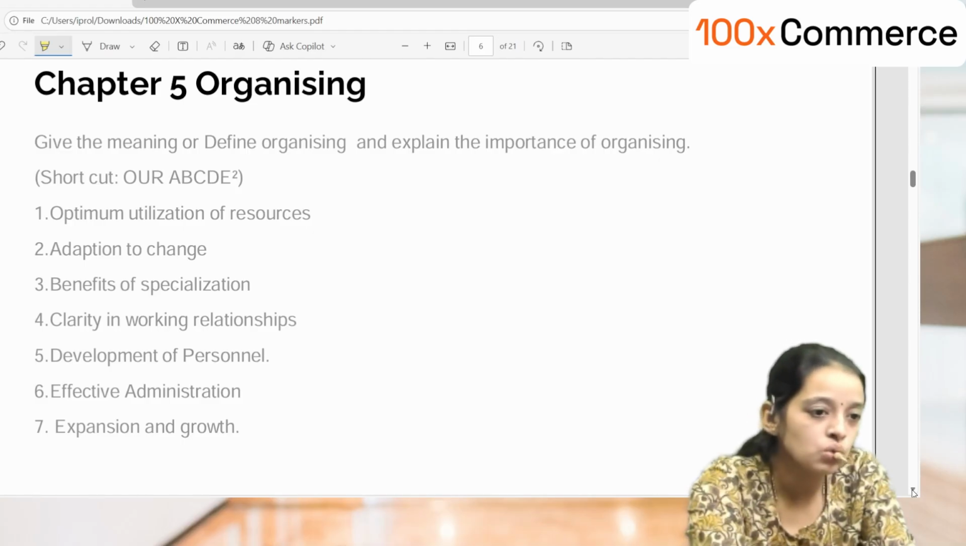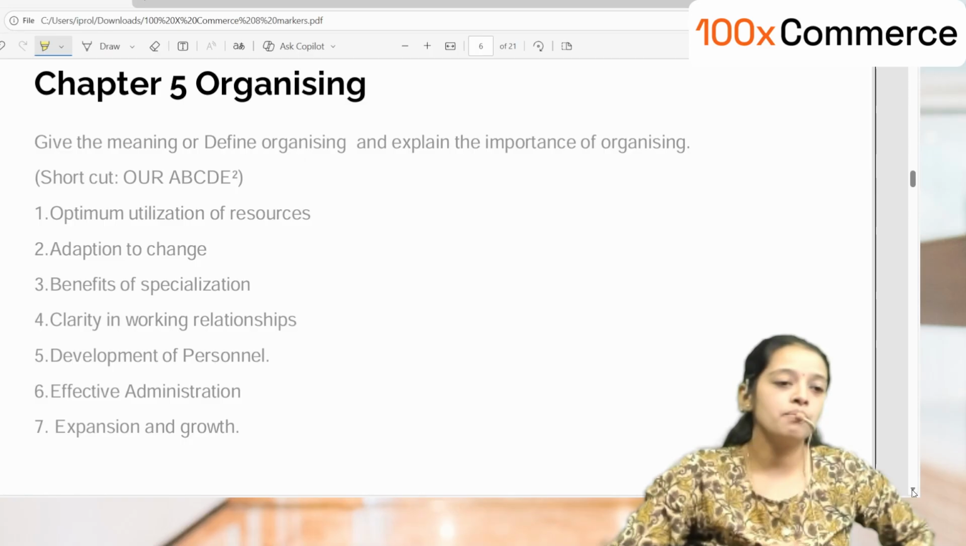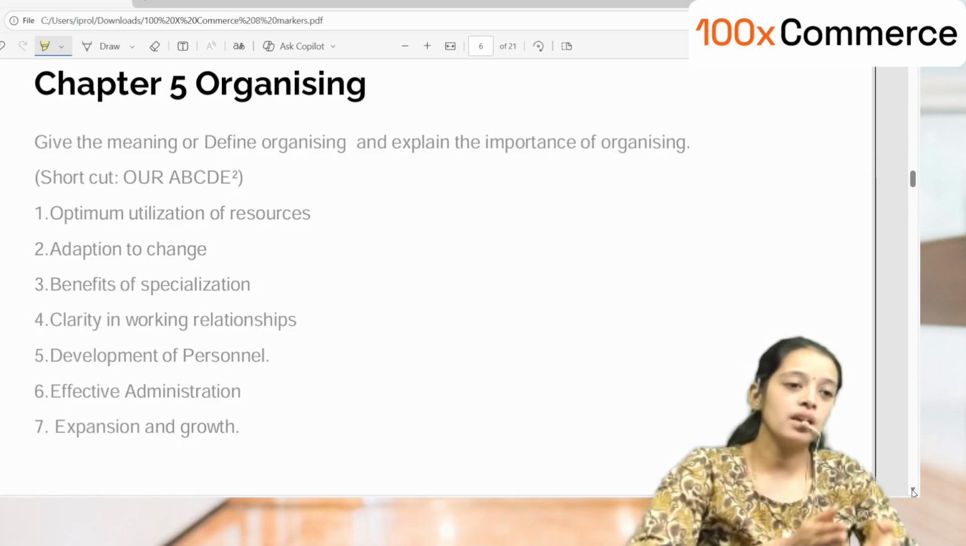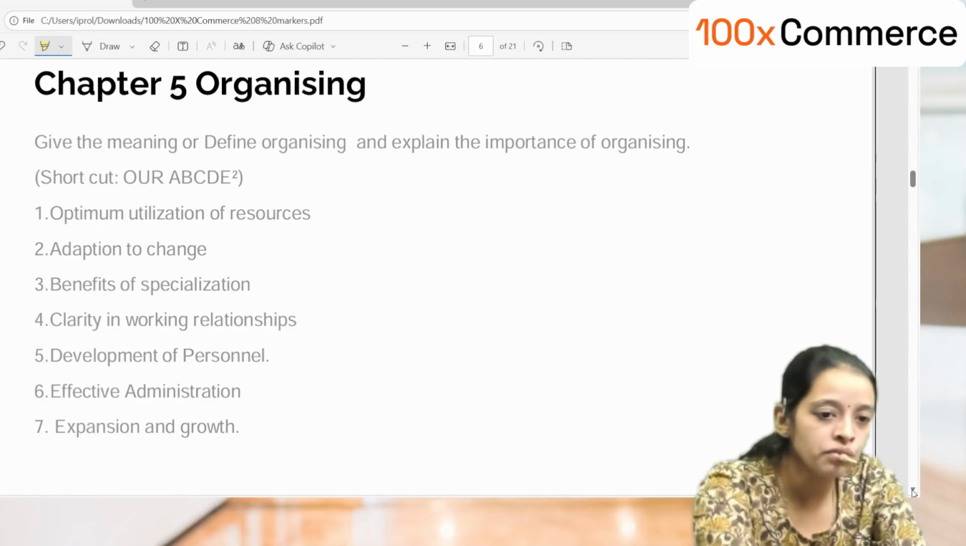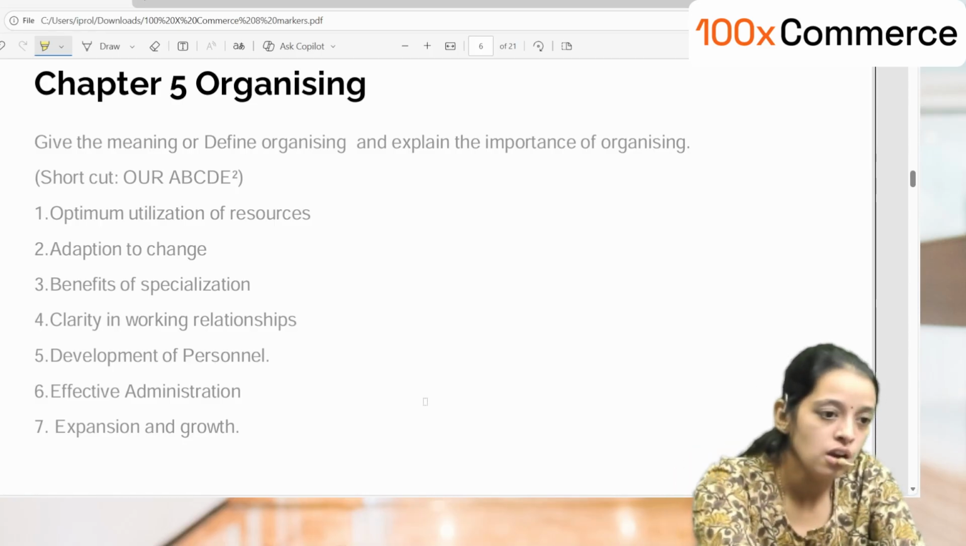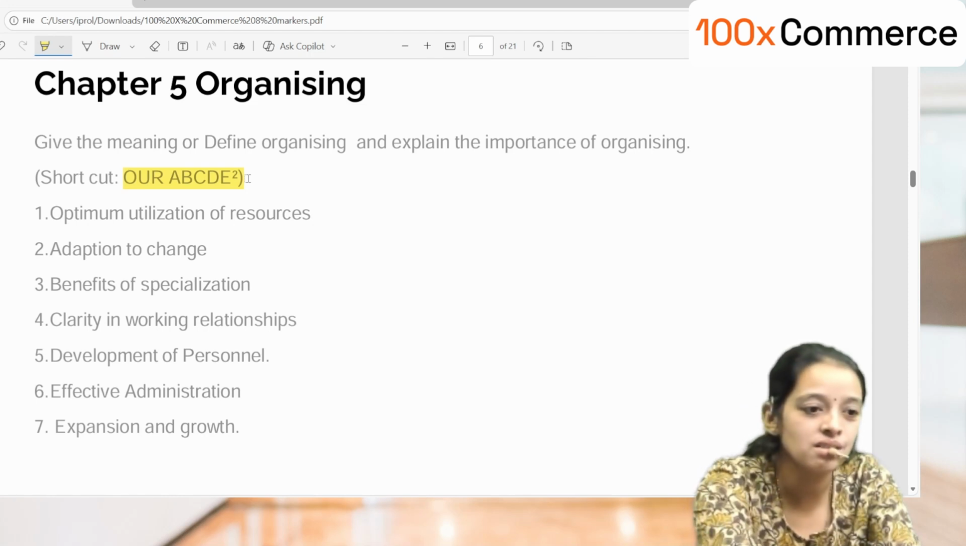Yeah, so this could be the meaning. Definition, again, is being given by multiple management experts. You can define organizing as per the definition that is being given. So coming to the importance, I have created one particular word for you just to remember this answer.